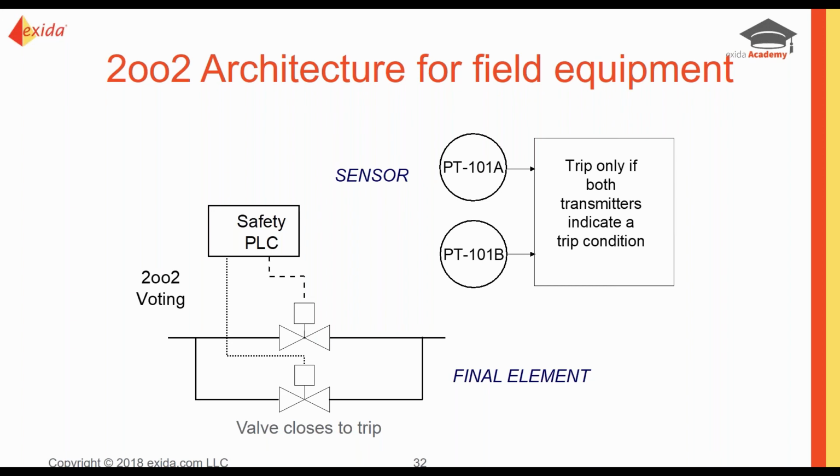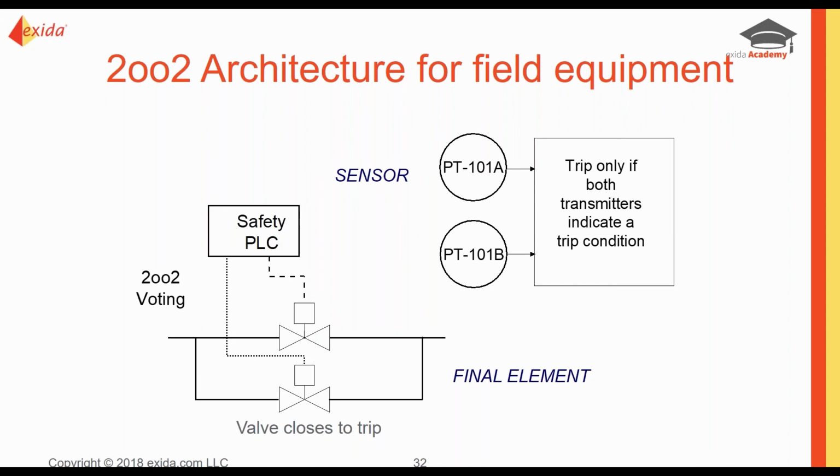If we look at final elements here, as you notice, it's no longer in series. We are looking in parallel. With this voting 2 out of 2, the process fluid can go through the top valve or it can go through the bottom valve. So if one of those valves, say the top valve, indicates there's an issue, it closes. The process fluid can still go through the bottom valve and the process can continue. So you no longer have that extra set of equipment to do the job.